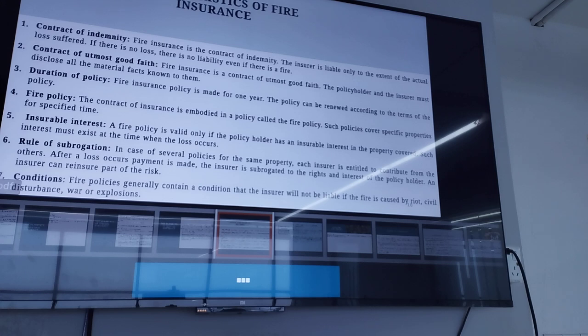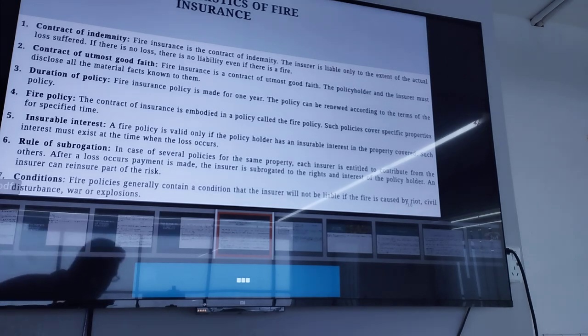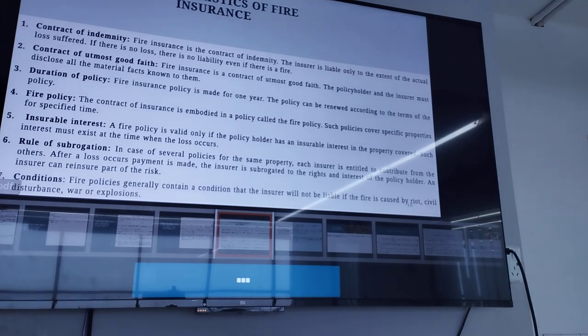Rule of subrogation. In case of several policies for the same property, each insurer is entitled to contribution from the others. After a loss occurs, payment is made. The insurer is subrogated to the rights and interest of the policyholder, and the insurer can reinsure part of the risk. Conditions. Fire policies generally contain a condition that the insurer will not be liable if the fire is caused by riot, civil disturbance, war, or explosion.